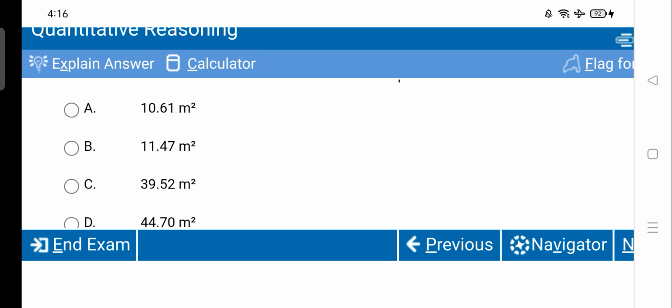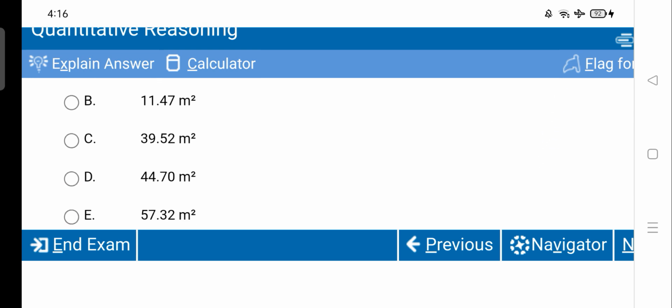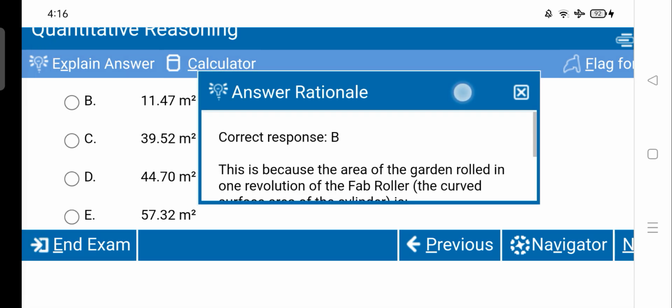Option A 10.61 meter square. Option B 11.47 meter square. Option C 39.52 meters square. Option D 44.70 meters square. Option E 57.32 meters square. So the correct response is option B.